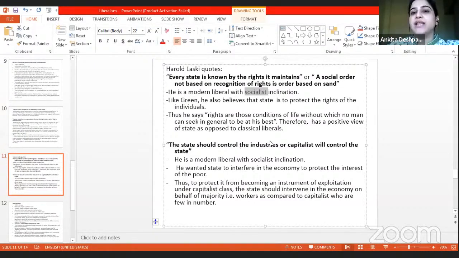Learn from the mistakes of classical liberalism. It created inequalities, it led to exploitation of the workers, it led to capitalists gaining not just economic power but also political power, and it only led to anarchy. That's the reason you had to come up with the concept of the welfare state. So the state should control industries and capitalists, otherwise capitalists will control political as well as economic power. That's it. We'll stop here.